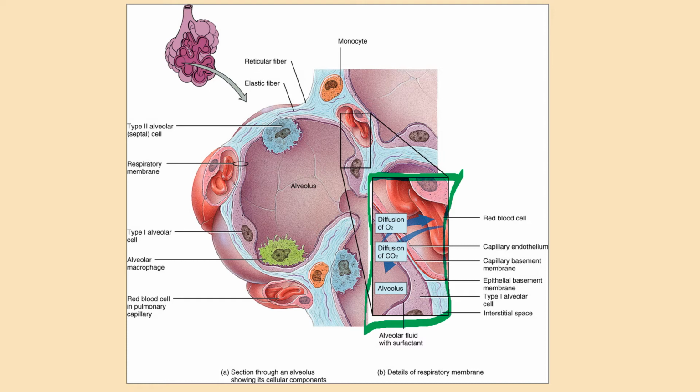Another thing I'd like to point out on this slide is the structures that make up the respiratory membrane. So here, the respiratory membrane. The respiratory membrane is the set of structures that a gas molecule, like oxygen or carbon dioxide, must traverse in order to move between blood and alveolar air.